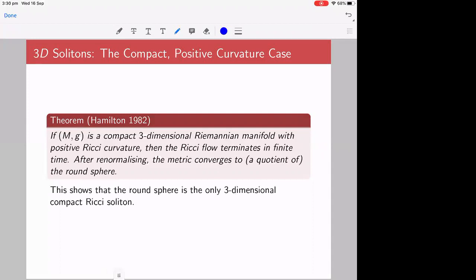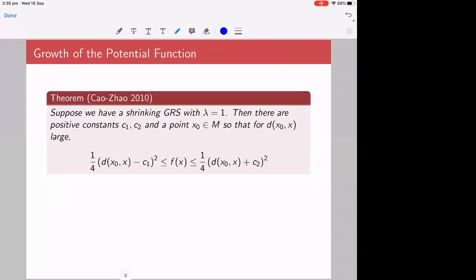But yes, I'll just reiterate that this in fact shows us that the three-dimensional compact Ricci solitons of positive curvature must be the round sphere or a quotient thereof. All right, so that was the compact case, positive curvature. The bulk of what I want to do today is talk about the non-compact positive curvature case. Because now it's not so obvious why the maximum principle is helpful to us.